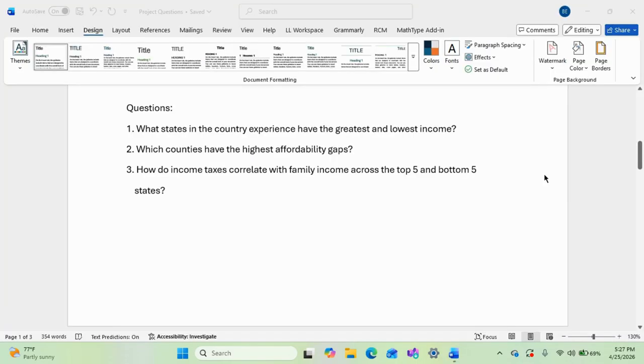And here I have my questions, which I used to build my visualizations to answer. Number one, what states in the country experience the greatest and lowest income. Number two, which counties have the highest affordability gaps. Number three, how do income taxes correlate with family income across the top five and bottom five states?